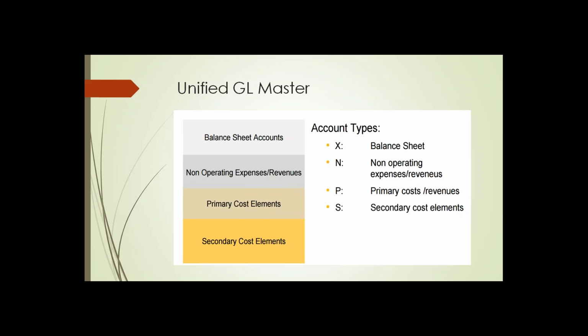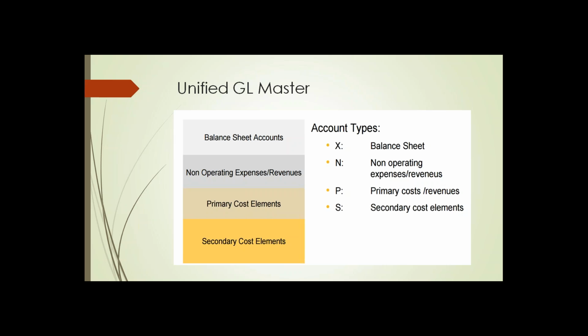When I say non-operating expenses and revenues, this means it is not my primary cost element, so I don't need to post any cost object into this type of account. But when I say primary cost element, this is the expense account, and for each and every transaction I need to provide the cost object. Similarly, secondary cost elements are only used for adjustments, allocations, and distributions as we were using till now, but you have to maintain them through the GL master screen again.